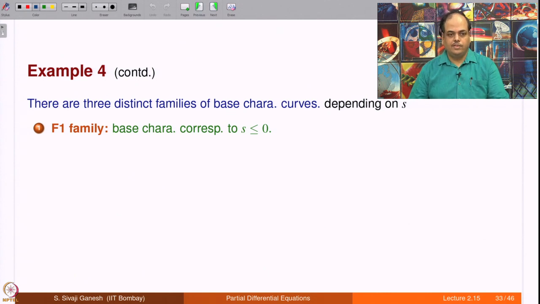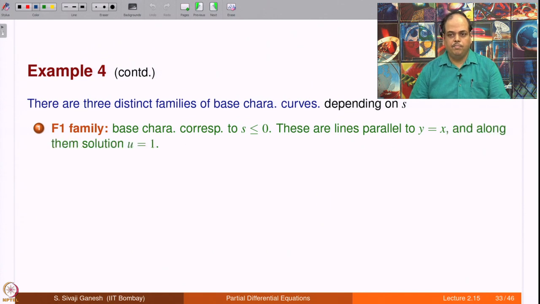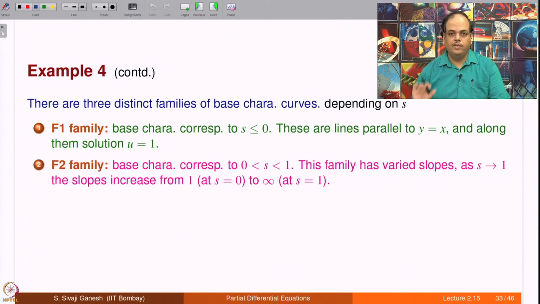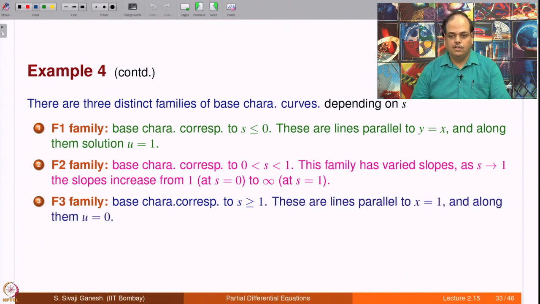Let us give names, so it will be easy for us to refer to them. The F1 family corresponds to s less than or equal to 0. These are lines parallel to y equal to x, because the initial condition is 1. Therefore, the slope is 1 and the value that the solution takes along them will be 1. The F2 family is where the initial condition is 1 minus x, so the solution will be like (1 minus x) by (1 minus y). The F3 family is where the solution will be 0 and the slope will be like 1 by 0. So, they are lines parallel to x equal to 1.